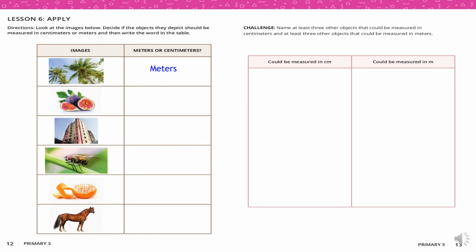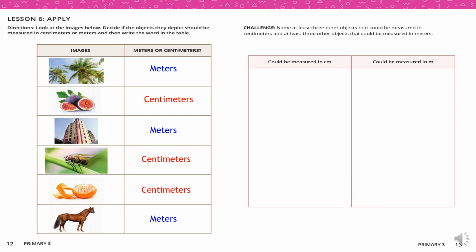And some figs, we will use centimeters. And the building, we will use meters. And our insect here, we will use centimeter. And our orange here, we will use centimeter. And the length of the horse will be in meter.